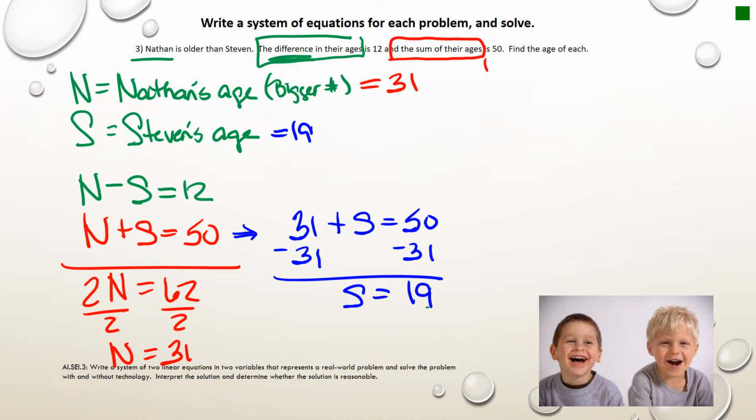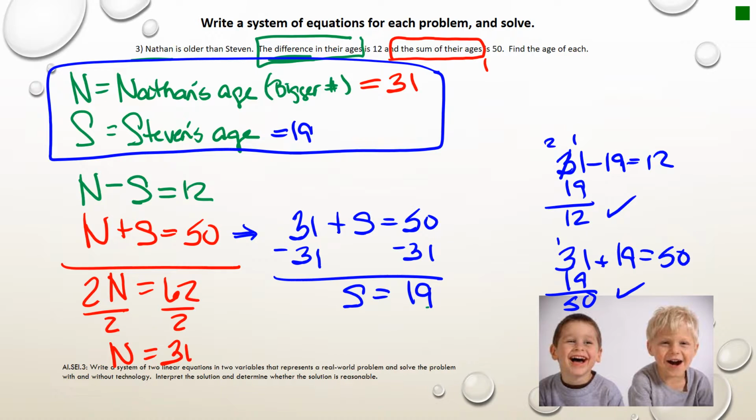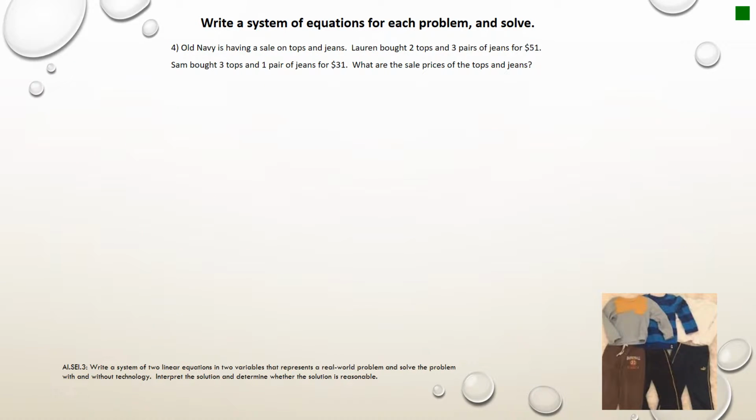So let's check it. Is 31 minus 19 equal to 12? I'm going to do this because last time I cheated. It does. Okay. Is 31 plus 19 equal to 50? I'm going to do this. It does. So right up here, because you told it that n is Nathan's age, which is 31, s is Stephen's age, which is 19, you don't actually have to write anything else out. Good for you.